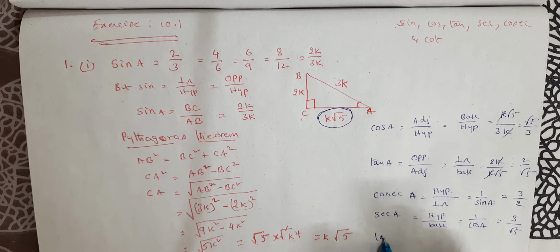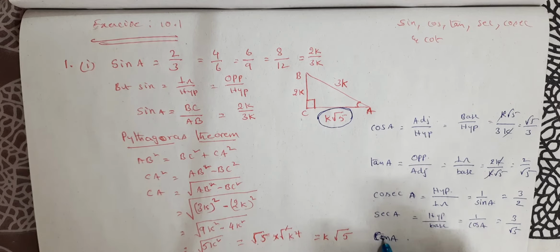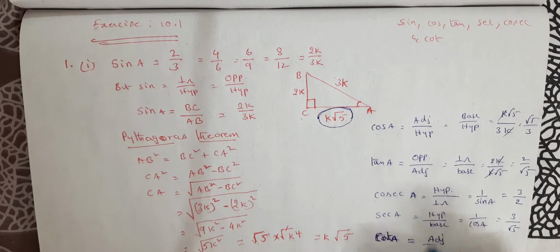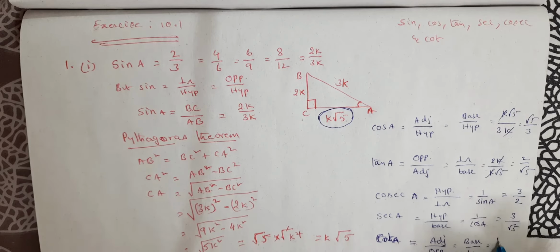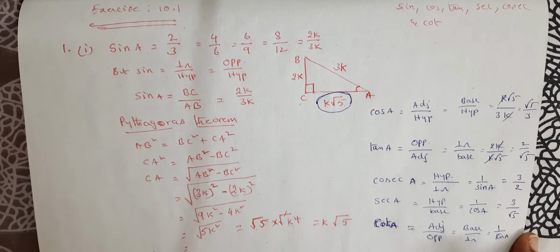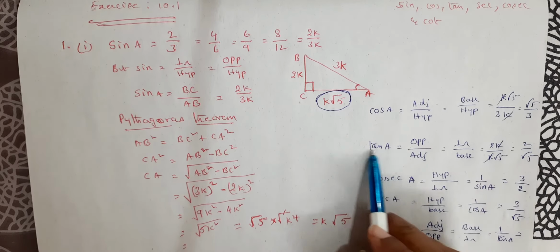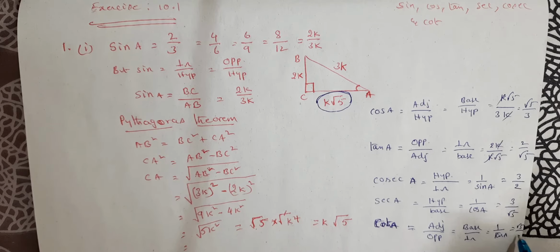Then next, the last one is tan A. I'm sorry, cot A. Tan is already there. Now the last one is cot A. Cot A is equal to adjacent by opposite, or we say base by perpendicular, which is equal to 1 by tan A. So what is 1 by tan A? Reciprocate the tan A value. What is tan A? 2 by root 5. So therefore it is root 5 by 2.